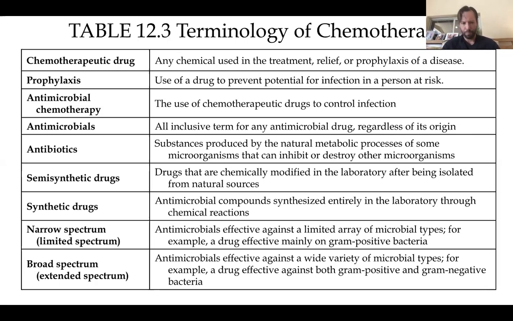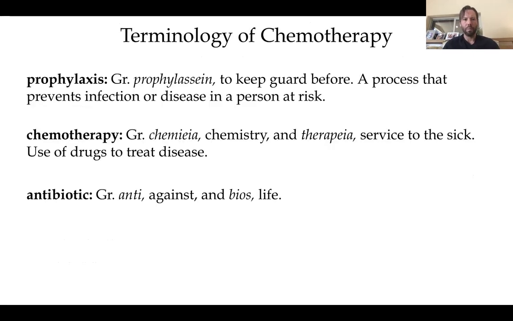De novo. Narrow spectrum, broad spectrum, we've talked about those already. So again, prophylaxis before a person is at risk. So vaccines are a good example of a prophylaxis. Chemotherapy is just going to be the use of drugs to treat a disease. In this case, we're talking about microbial chemotherapies and antibiotic against life.